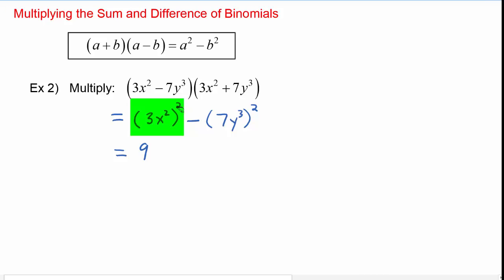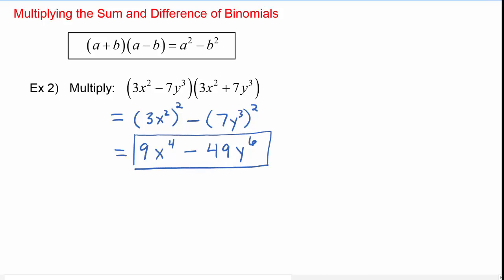We have to take 2 times 2, and we get x to the 4th, minus 7 squared is 49, and then y cubed raised to the second power. We multiply 3 times 2 to get y to the 6th. And our solution is 9x to the 4th minus 49y to the 6th.